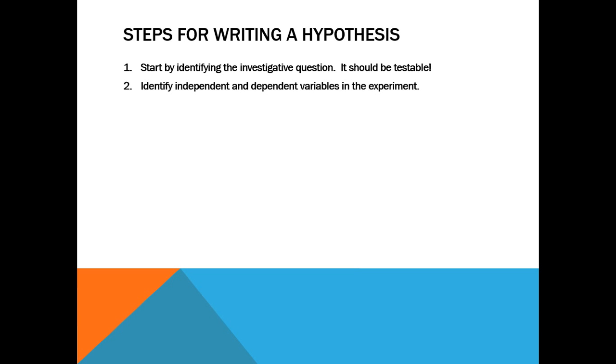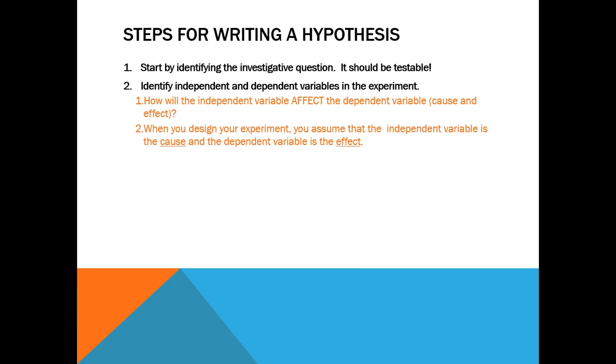Second step is to identify the independent and dependent variables in that experiment. We've gone over this when you did your SpongeBob variables assignment. You should be able to ask yourself, how will the independent variable affect the dependent variable? So think like cause and effect. When you design your experiment, you assume that the independent variable is the cause and the dependent variable is the effect, such as if I give a certain amount of water to a plant, how will that affect its growth?